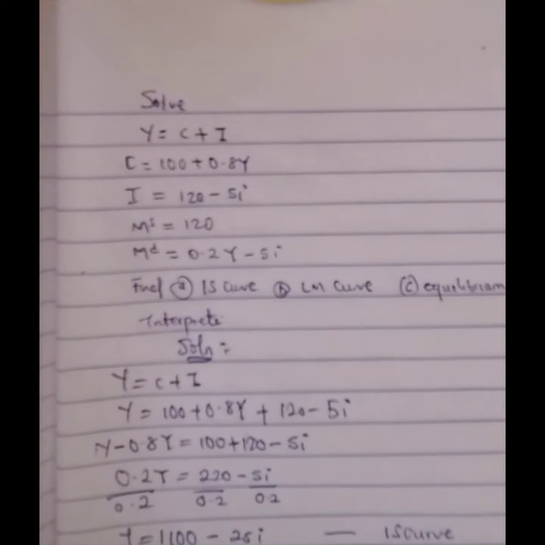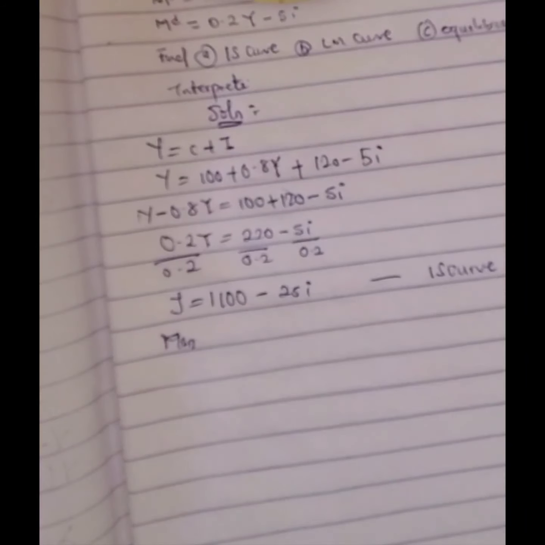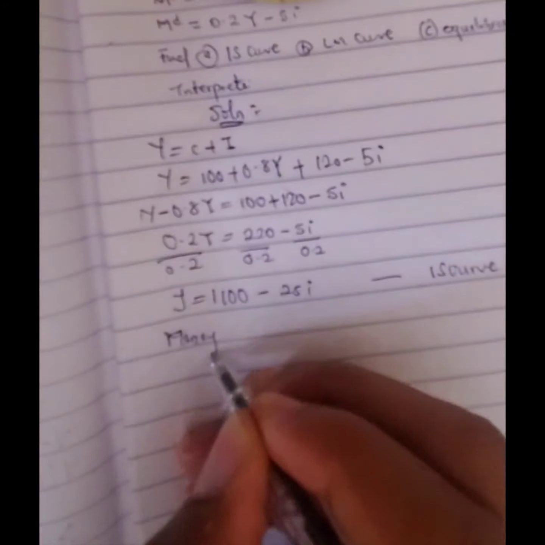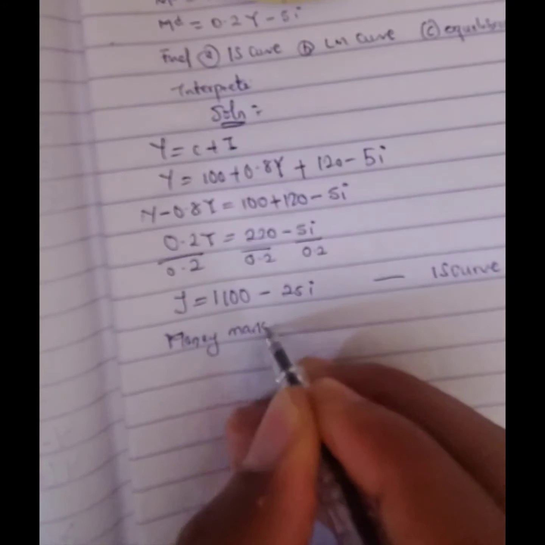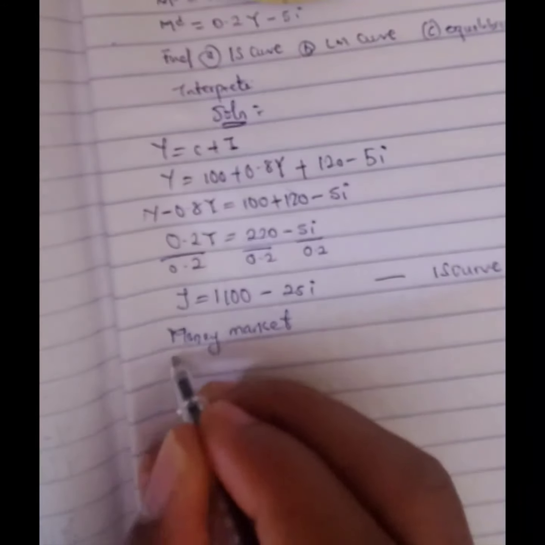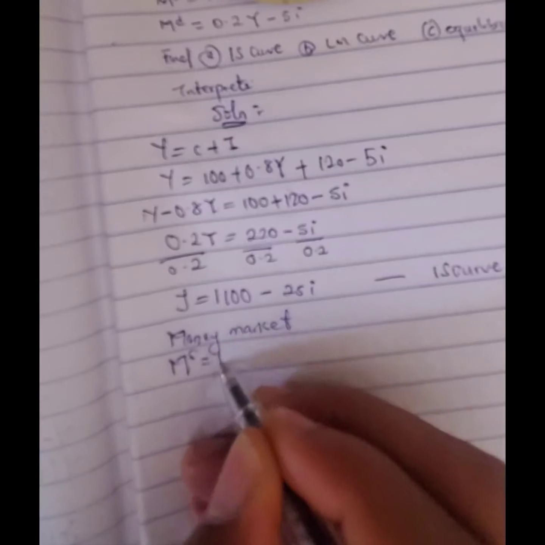While a decrease in the rate of interest leads to a smaller LM and a larger IS. Okay, I hope you understand. Okay, now continuation from the equation that we solve now.